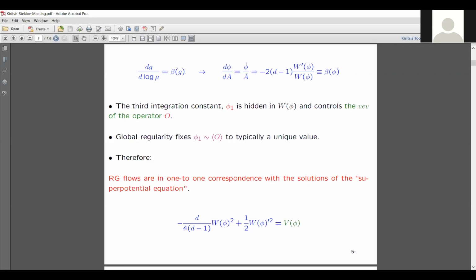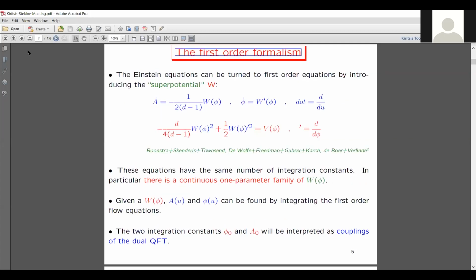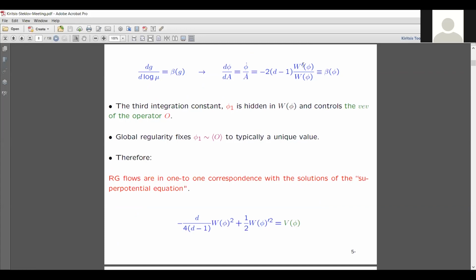And then by using the first-order equations we wrote here and by taking the ratio, we find that this is essentially, up to a constant, W prime over W. And this is more or less the holographic beta function. The third integration constant, which let's say is phi 1 and it's hidden inside of W, controls essentially the vacuum expectation value of the operator O.